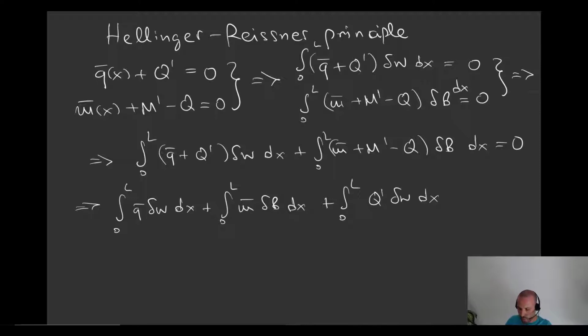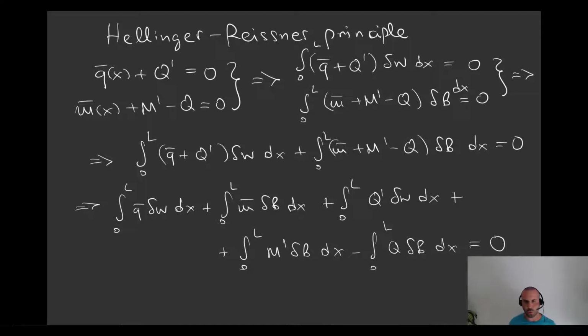And the second one I'm going to write in the next line, plus integral from 0 to L of m prime times delta beta dx minus integral from 0 to L Q times delta beta dx. And this has to be equal to 0. Okay, we arrived at this equation now.